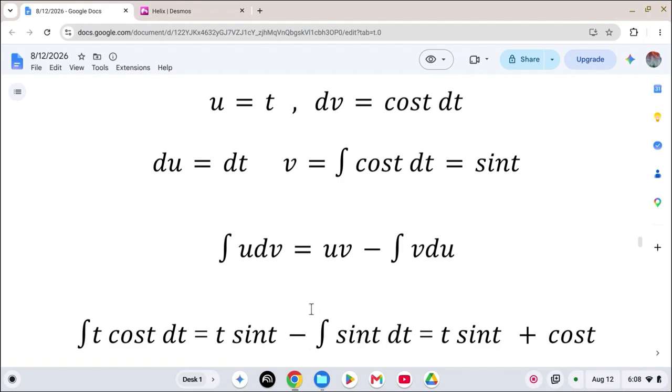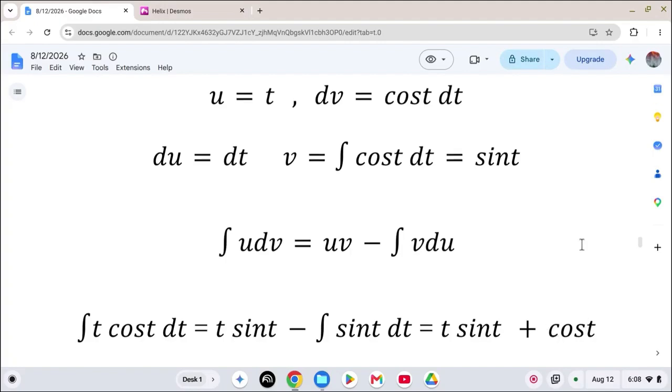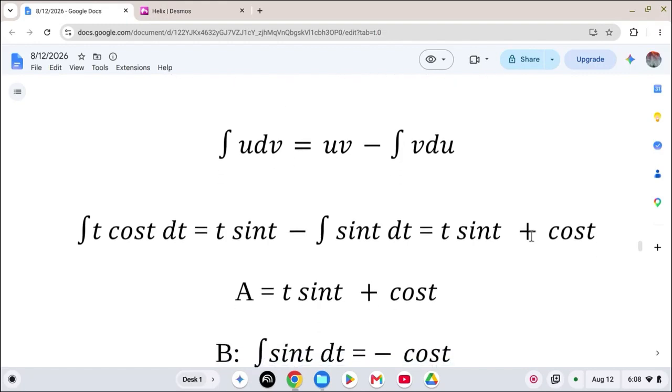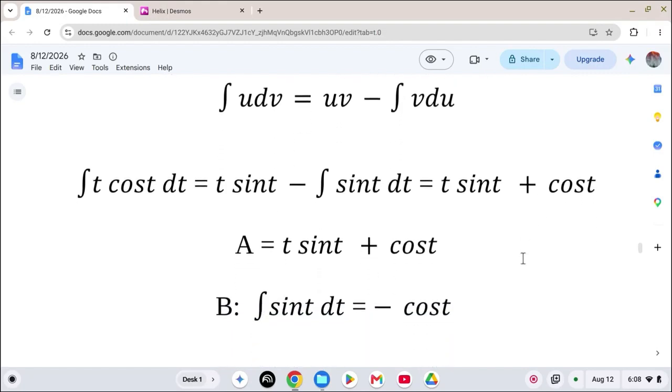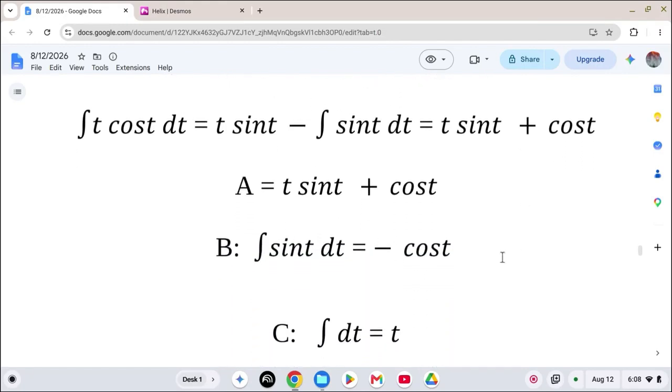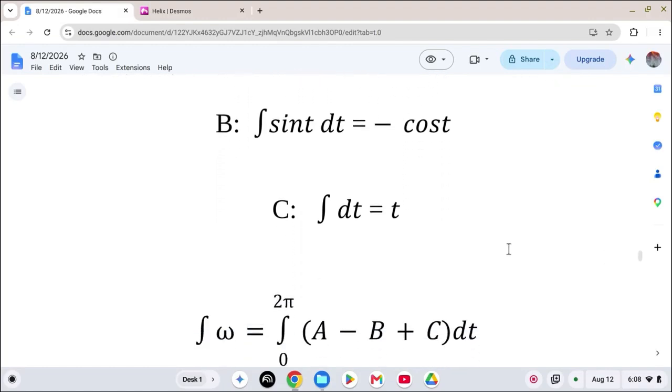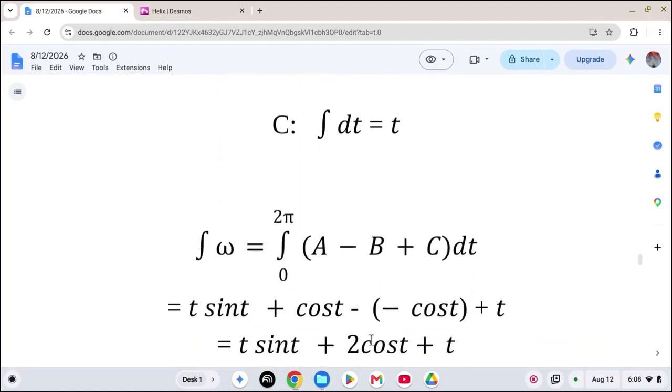This becomes a negative cosine, and you got the negative there, and that becomes a positive. This is where I kept messing up. All right, so that's A, and B is equal to negative cosine. That's easy. C is just t. So we put it back together, and this negative makes this a positive. So we've got 2 cosine t plus t.